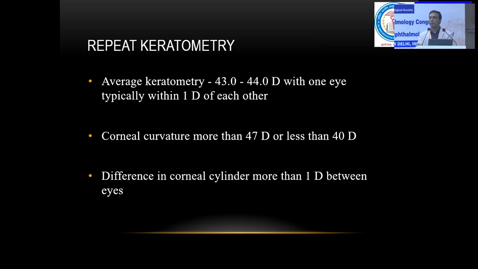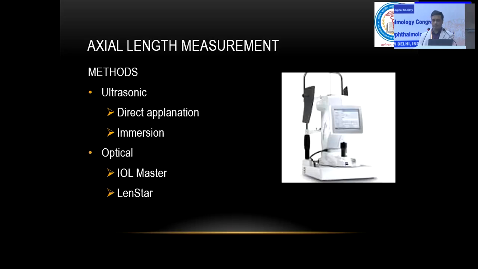What is important is when to repeat the keratometry. If the corneal curvature reading is more than 47 diopters or less than 40 diopters, or there is a difference in cylinder of more than 1 diopter between the eyes, it's time to repeat your keratometry values. Then the second essential component is the axial length measurement.